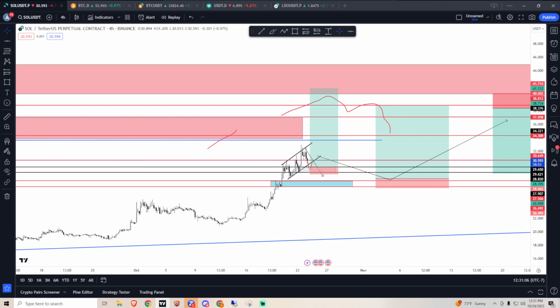The falling wedge usually serves as a POI for a short. I don't see a falling wedge here.